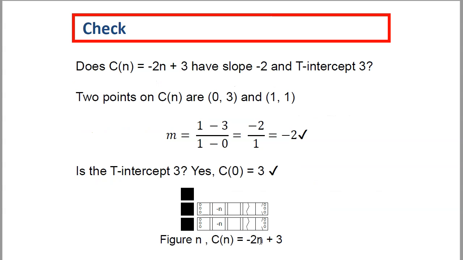Let's check. Does C of n equal to -2n plus 3 have a slope of -2 and a t-intercept of 3? 2 points on this function graph are (0, 3) and (1, 1). When we plug those into our slope formula, we end up with a slope of -2, so that checks. And is the t-intercept 3? Yes. When we plug 0 into this function, we get 3, so that checks.